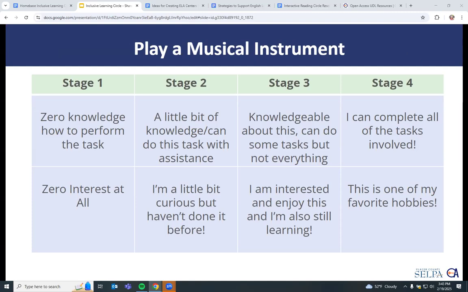The next scenario is to play a musical instrument. So consider whether you want to answer based on interest or knowledge. Again, it looks like we're doing both, like we did before. So you could be thinking about your interest and your knowledge, and then consider where you are on this spectrum. All right, I'll just give it a moment to put in the chat.